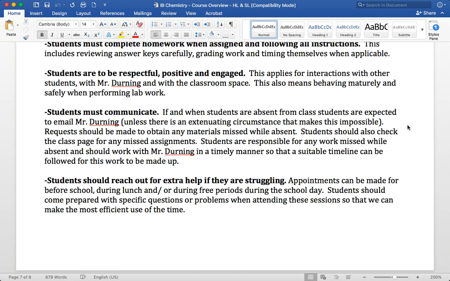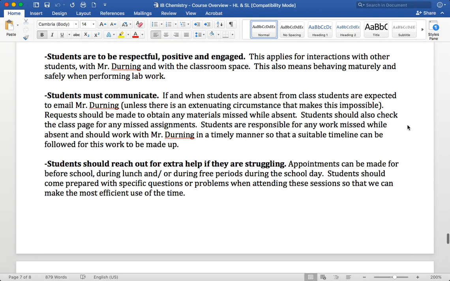Be respectful. Let's be positive. Let's be engaged. That means treating each other with respect, being safe. We're going to be using chemicals and equipment that demands respect. And so you need to pay attention when you're using it, and just don't goof around with your classmates inside the lab.